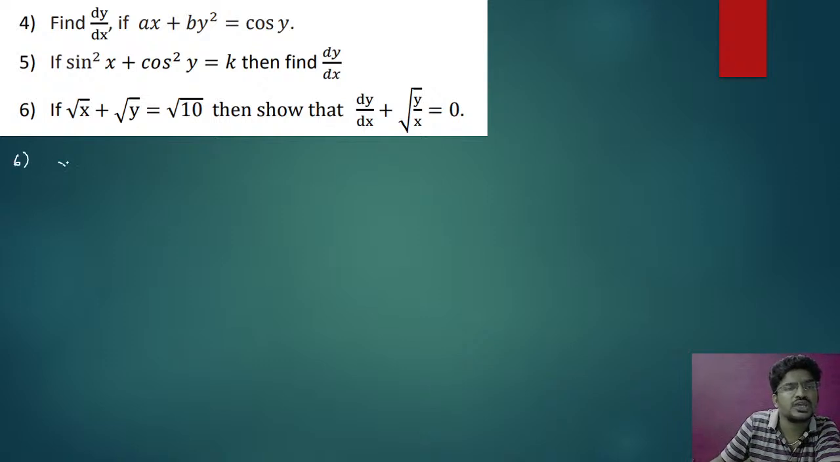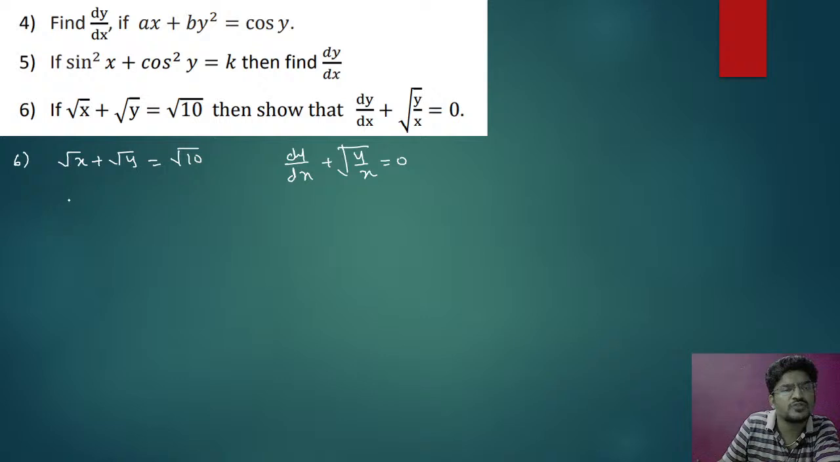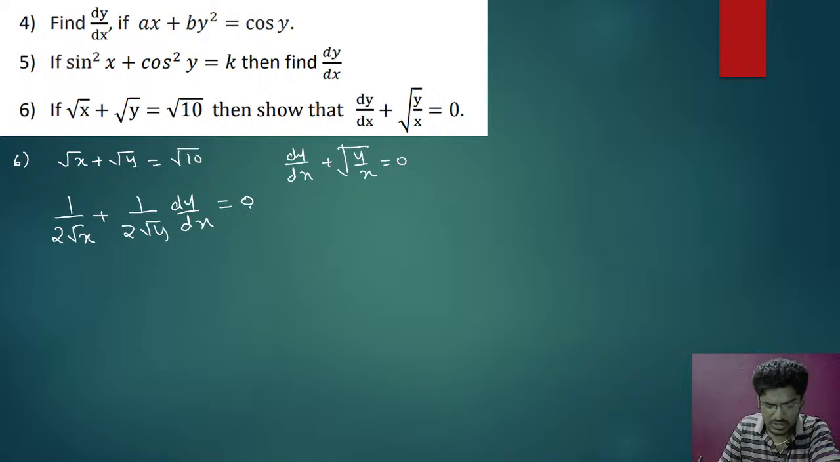See the sixth question: root x plus root y equal to root 10. You have to show that dy by dx plus root of y by x equal to 0. Here you can clearly see the differentiation of root x is what? 1 by 2 root x, plus the differentiation of root y is what? 1 by 2 root y into dy by dx. The differentiation of the constant term will be equal to 0.